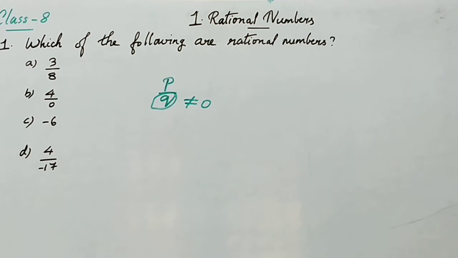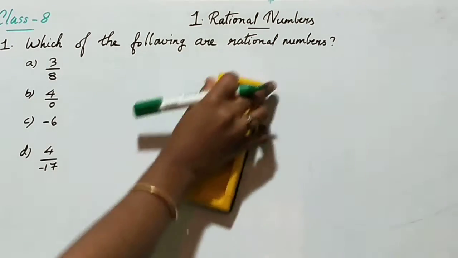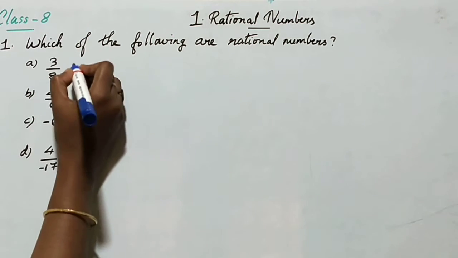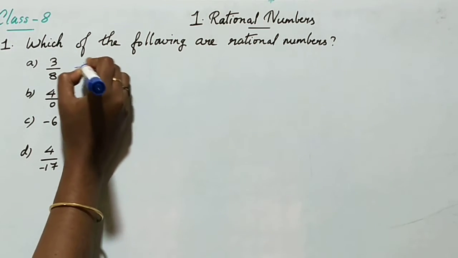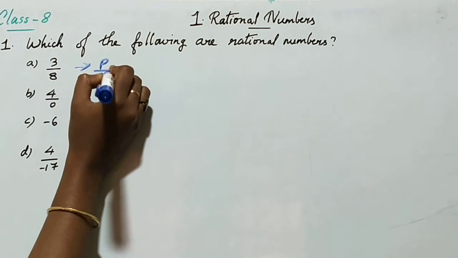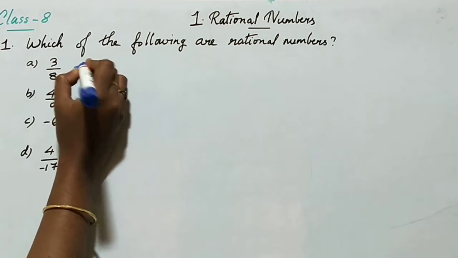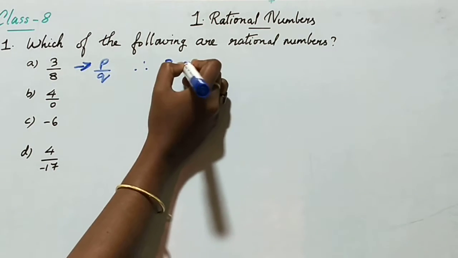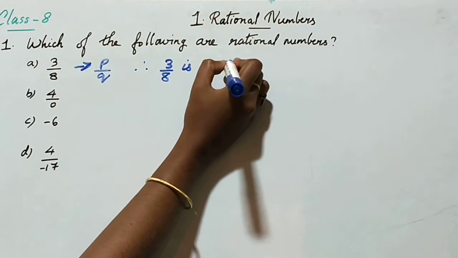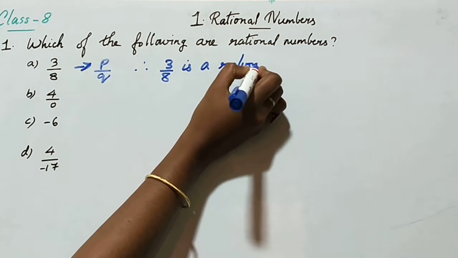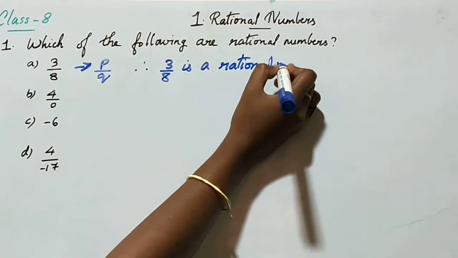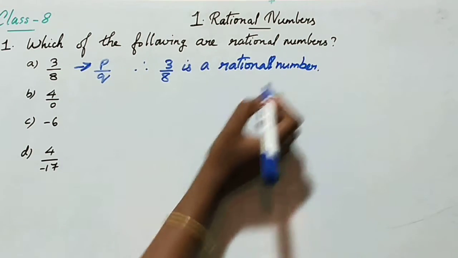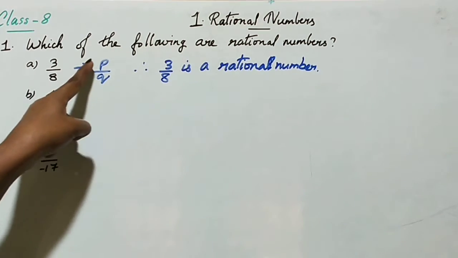Here, is 3 by 8 of the form P by Q? Yes, it is of the form P by Q. Therefore, this 3 by 8 is a rational number, because it is of the form P by Q.